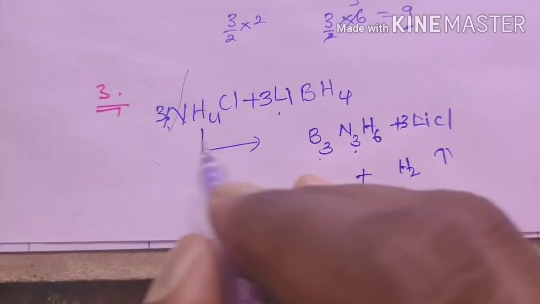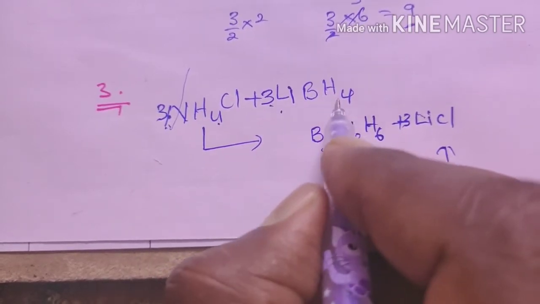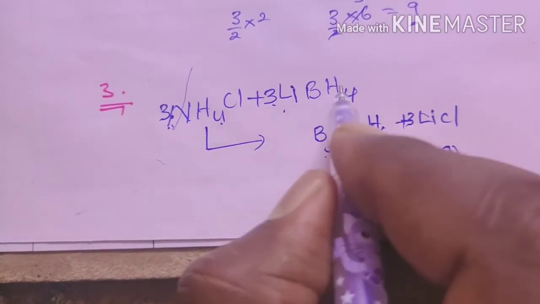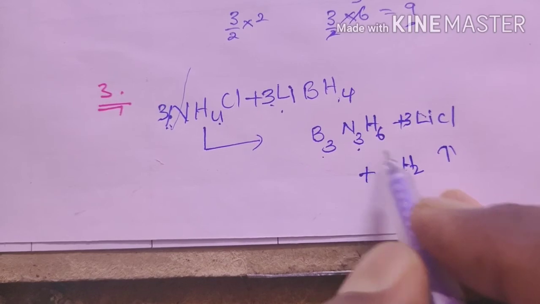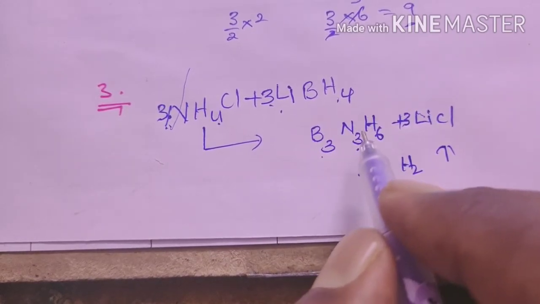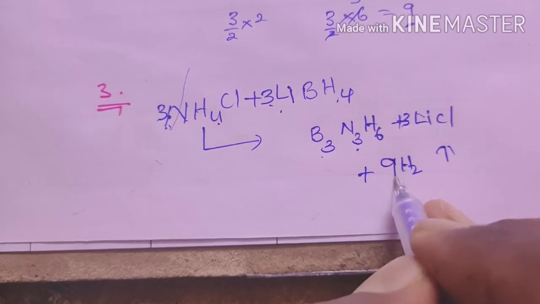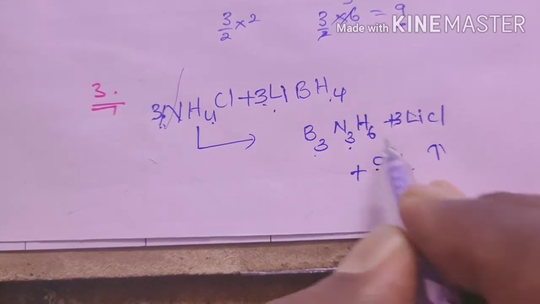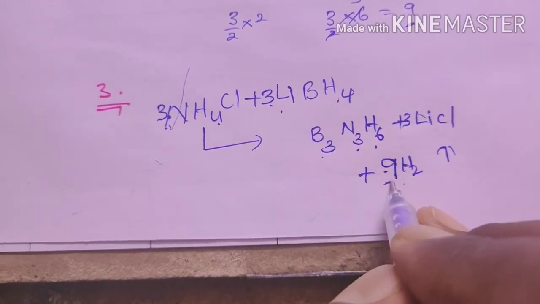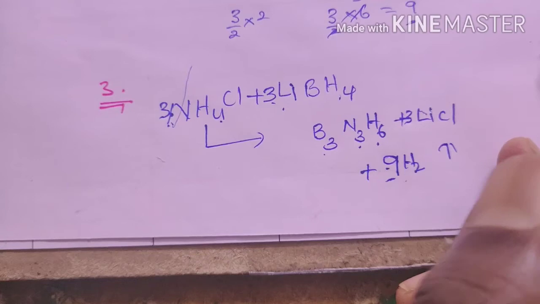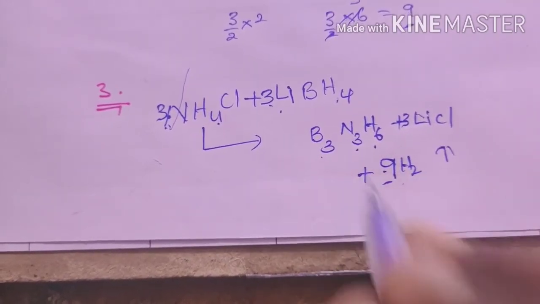Now we have to check the hydrogen atoms. 3 into 4, 12, plus 3 into 4, 12. That means on this side we have 24 hydrogen atoms. Here we have 6 only. So to make it 24, we have to multiply this with 9. So 9 into 2, 18, plus 6, 24. Whenever we write 9 here, then only the number of nitrogen atoms becomes equal. Like that we can easily balance this equation.